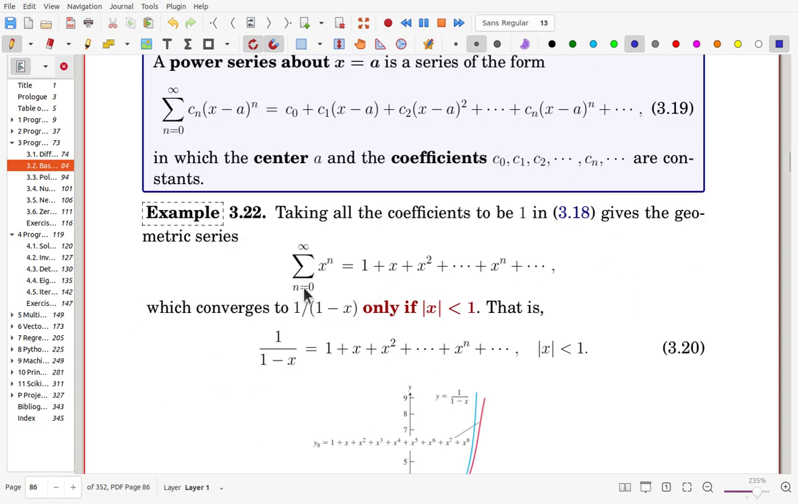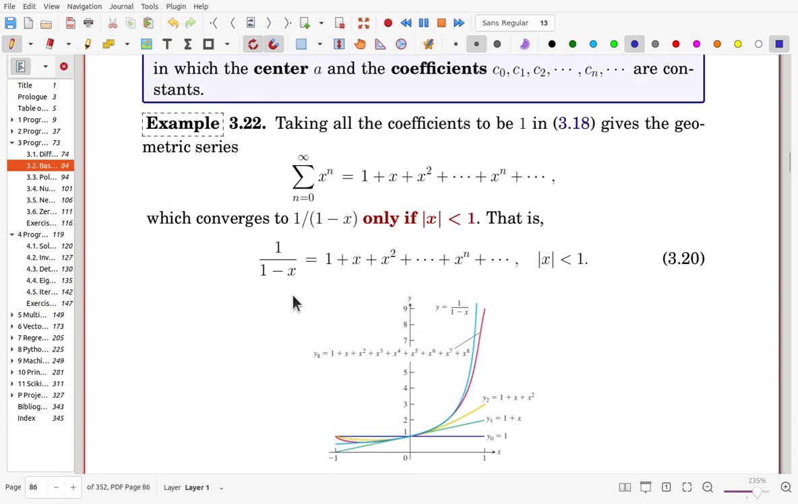Now we'll see, taking all the coefficients to be 1 in this series, we can get the following geometric series, the sum of x to the n, with n from 0 to infinity. Now this summation converges to 1 over 1 minus x only if the absolute value of x is less than 1. That means this series is the same as 1 over 1 minus x when the absolute value of x is less than 1.